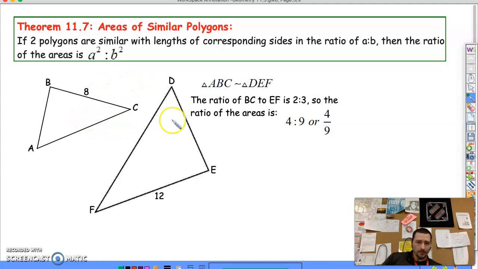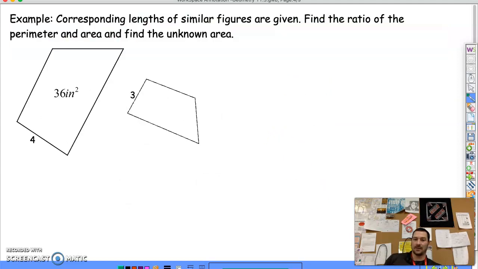So in this example, it says ABC and DEF are similar. That's given to us, so we know that. Looks like our ratio is 2 to 3, which we get from reducing 8 over 12. The ratio of the perimeters that we learned earlier in the year would still be 2 to 3, but when you talk about the ratio of the areas, it's going to be 4 to 9, which we get by taking 2 squared and 3 squared. That's how we get the 4 to 9. And that's really the main concept of the day today.